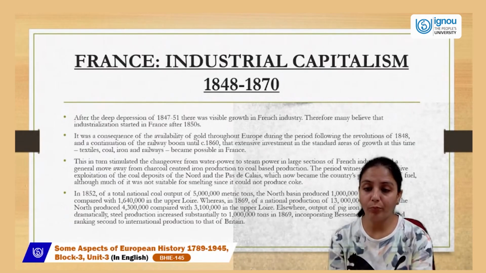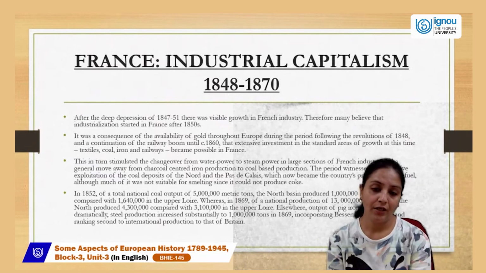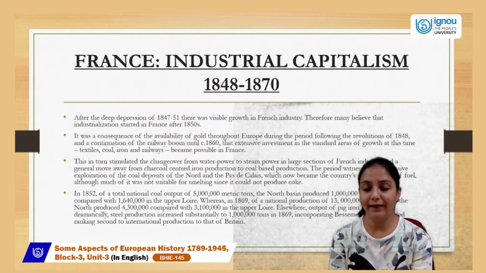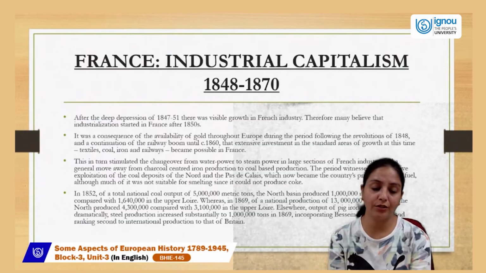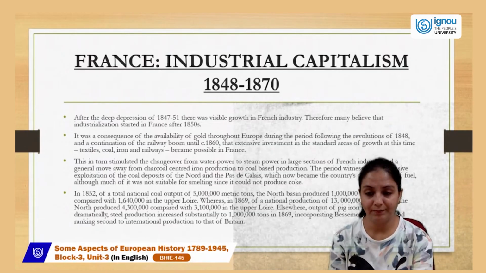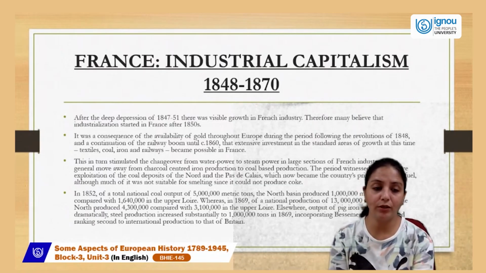Elsewhere, output of pig iron increased dramatically. Steel production increased substantially to 10 lakh tons in 1869, incorporating Bessemer techniques and ranking second in international production to that of Britain. This was the production of that particular area.